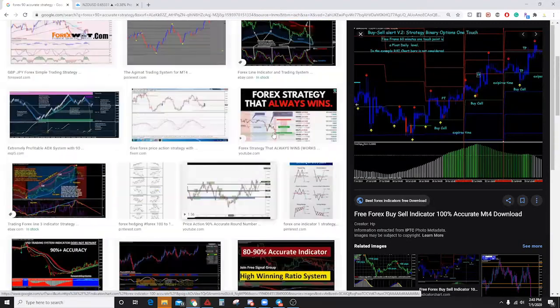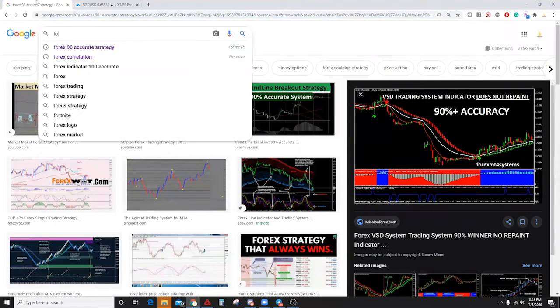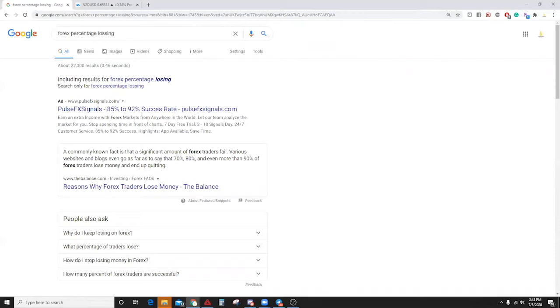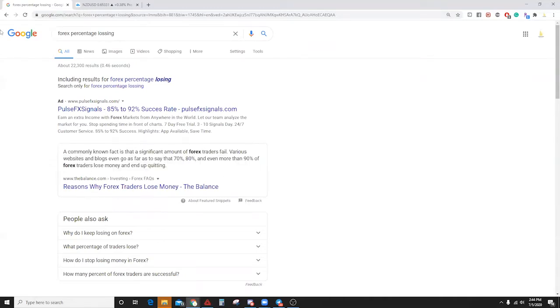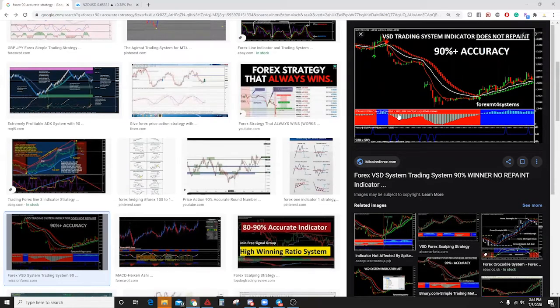Because if you really think about it, 80 to 90%, 90% accuracy. If that's true, if you believe in that, then how come a significant number of forex traders fail? Websites say 70 to 80%, even more than 90% of forex traders lose their money and end up quitting forex trading. If that was true, how come there's such a high rate of traders who quit and lose all their money, all their savings, their accounts get burned? You understand, right?